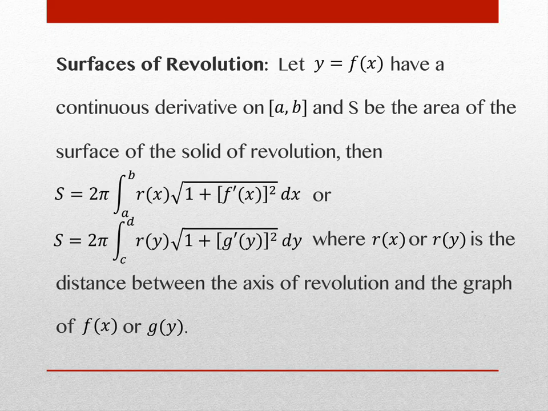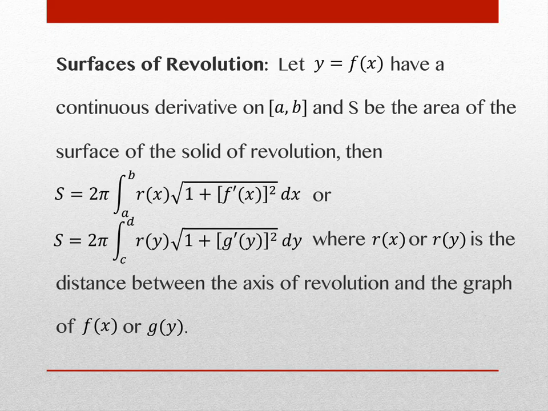So we have 2 versions again. Is it defined in terms of x or defined in terms of y? One option is that you have 2 pi times the integral from a to b of r of x, and then you see that same piece, the square root of 1 plus f prime of x squared, that same piece we've been working with, dx. Or you have the integral with the 2 pi in front, from c to d, of r of y, and then the same component from the arc length formula, the square root of 1 plus g prime of y squared, dy.